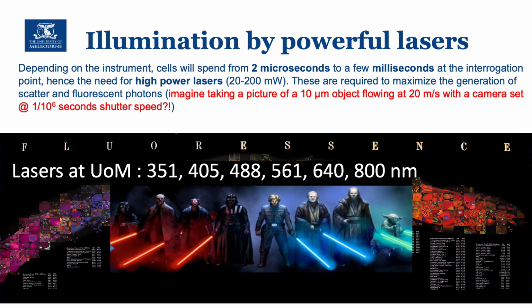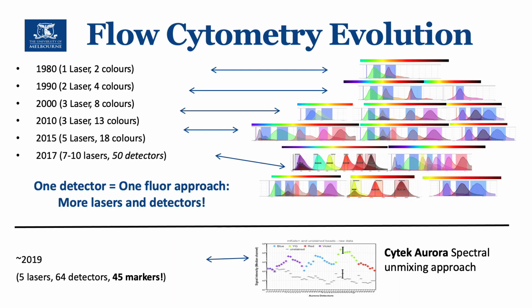So the way I typically picture this is, imagine you're taking a picture of something that is around 10 microns, flowing at 20 meters per second in front of the camera, but you only have a few microseconds of exposure time. So imagine how sensitive the camera has to be, or how powerful the light source needs to be in order for the image to be actually resolved from electronic noise.